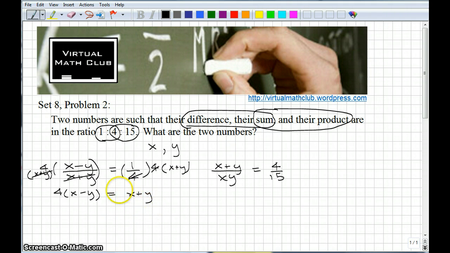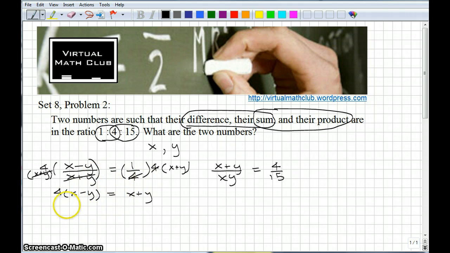Okay? So that's actually the same thing as if I'd cross multiplied here. Maybe some of you have learned to deal with ratios by cross multiplying. But the reason you can cross multiply is that you're essentially multiplying both sides by 4 and x plus y, which are the denominators. Okay, so now we don't have the fractions in here.